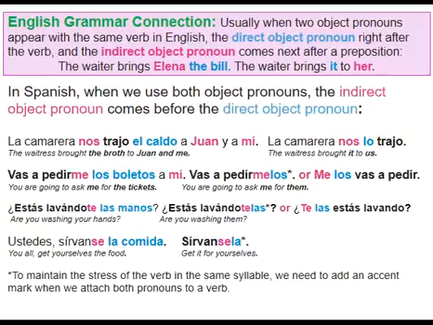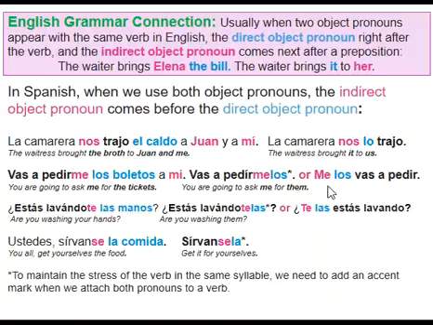Vas a pedirme los boletos a mí. So we have our indirect object in pink, our direct object in blue. And we're going to substitute for the pronoun. Vas a pedírmelos. Indirect object first, direct object last. See? Muy bien. Notice again those accent marks, okay?